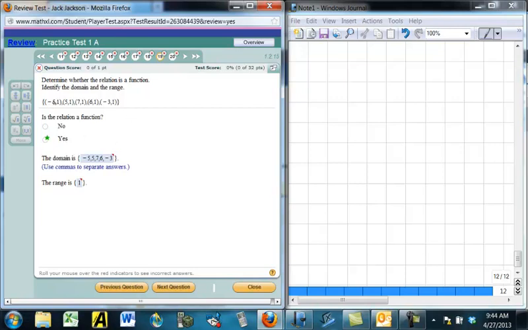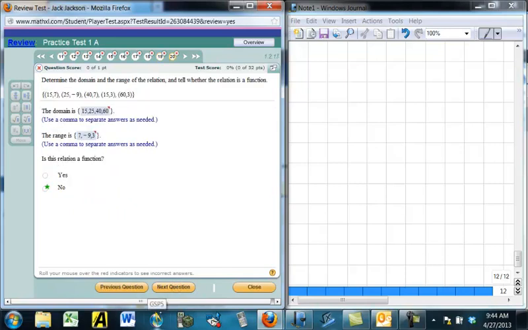What's the domain? It's the set of all first coordinates. Negative 5, 5, 7, 6, and negative 3, in any order, should be there. The range is the set of all second coordinates, which is just ones. We can have a repeat there. So this is clearly a function, but not a one-to-one function.